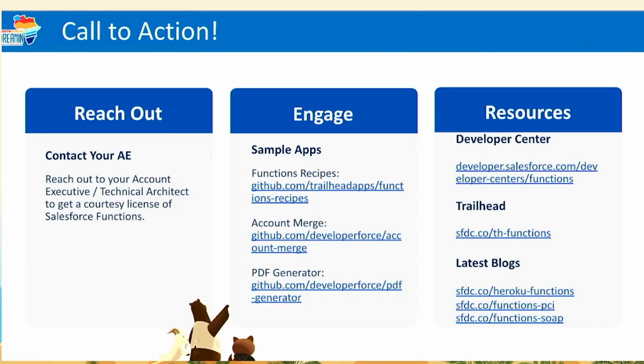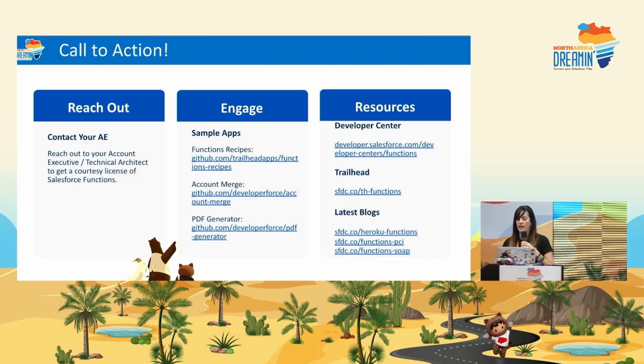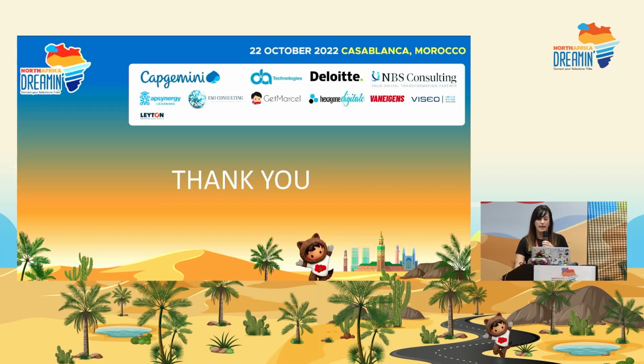And I leave you here some blogs, the latest ones in which we have published information about functions. Something that was made recently GA is the ability to use Heroku data sources within functions, like Postgres, Redis, and Kafka. And there is a blog post about this. Also, functions were made PCI compliant. And there is another great blog post about someone who used functions to create an invocation to a SOAP API that is really cool. And that's all.